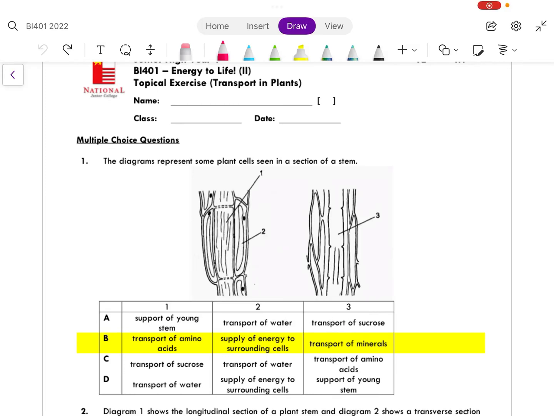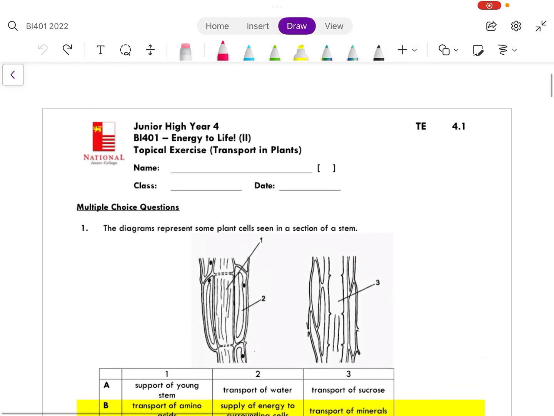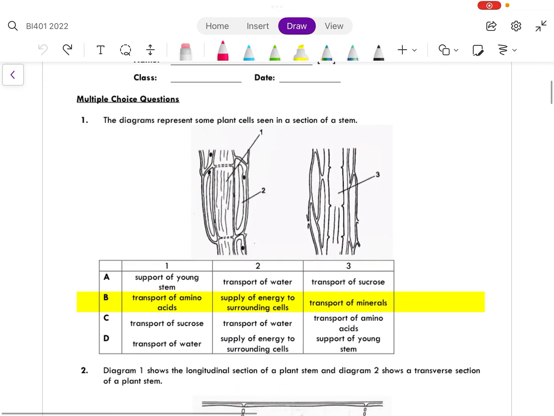Hi everyone, in this video I'll be going through the topical exercise for transport in plants. Let's begin with the first question. In this question, it provided you two diagrams, one of the phloem and one of the xylem. And then I have to admit there isn't really a question here, but they want you to, in a sense, identify what's 1, 2, and 3.